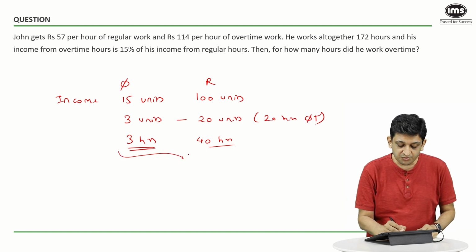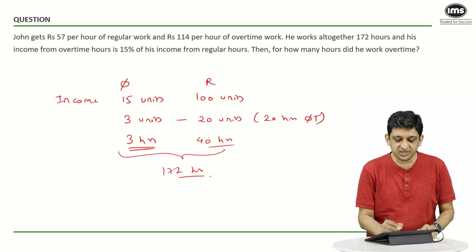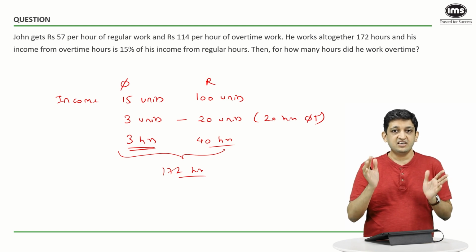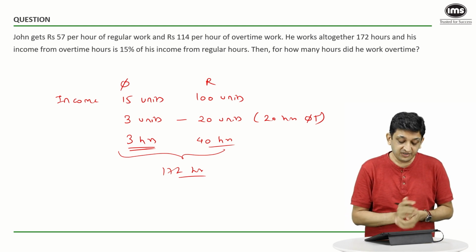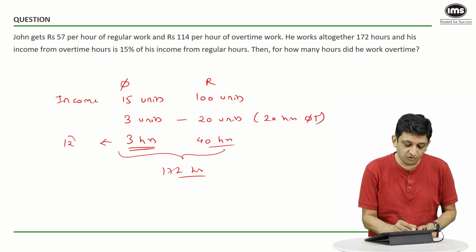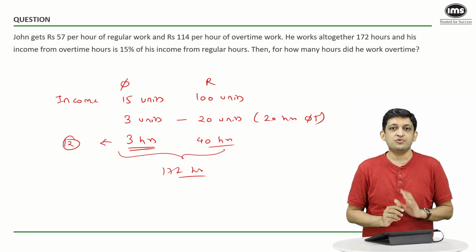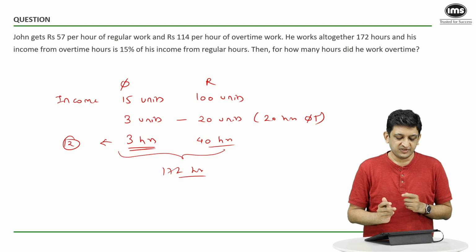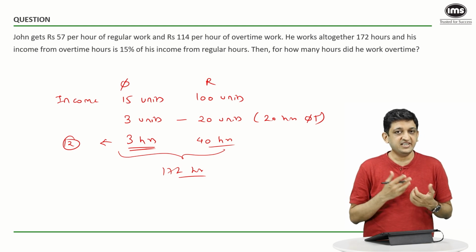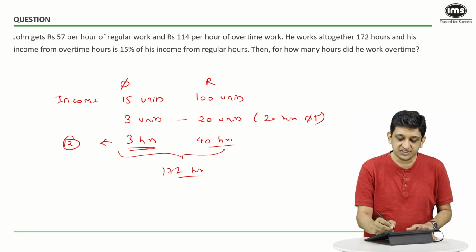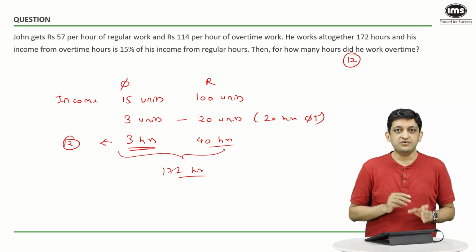But in total, he is putting in 172 hours of effort. 3:40 should add up to 172, meaning we will have to multiply both sides by 4. So it gives us 12 hours of overtime directly from this step. So with a bit of application, you can do the entire thing in your head and come up with the answer, which is going to be 12 hours of overtime work.